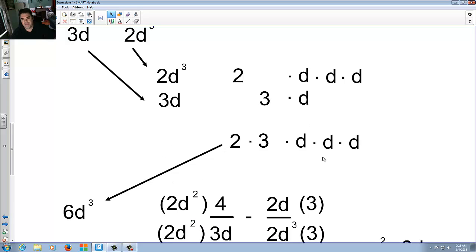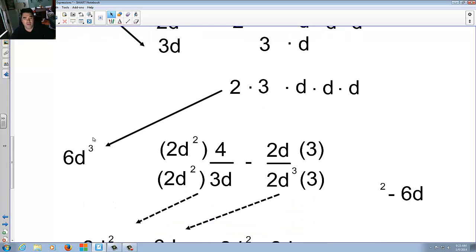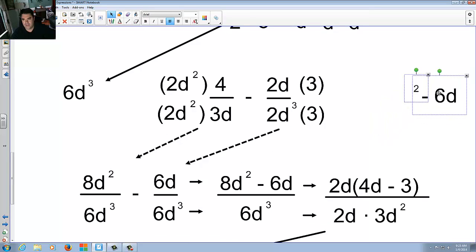2 times 3 is 6. d times d is d cubed. We have to make them all into 6d cubed. To get there, I'm going to take this times 2d squared, and the top times 2d squared. The bottom here, I'm going to take times 3, and the top times 3. These are just extras I didn't need.